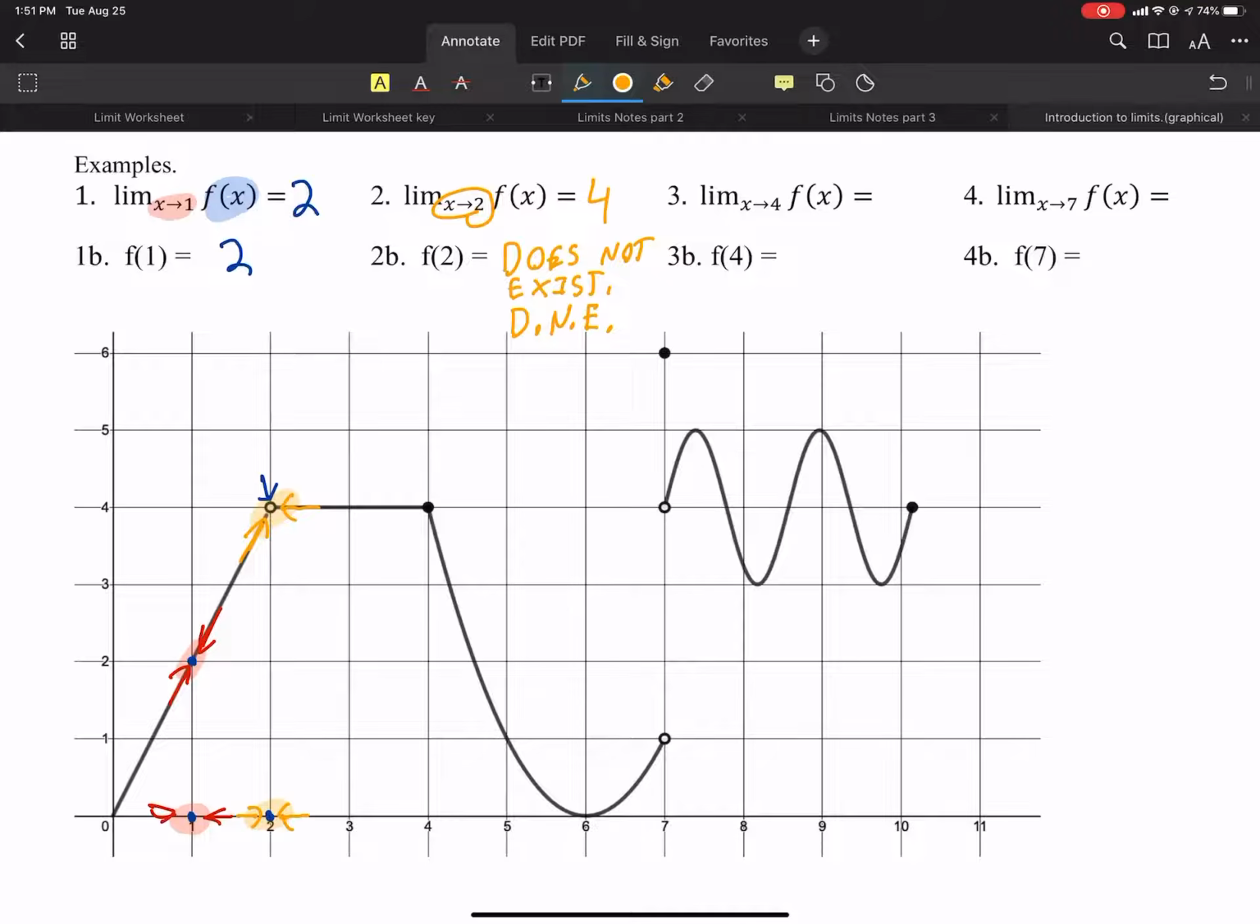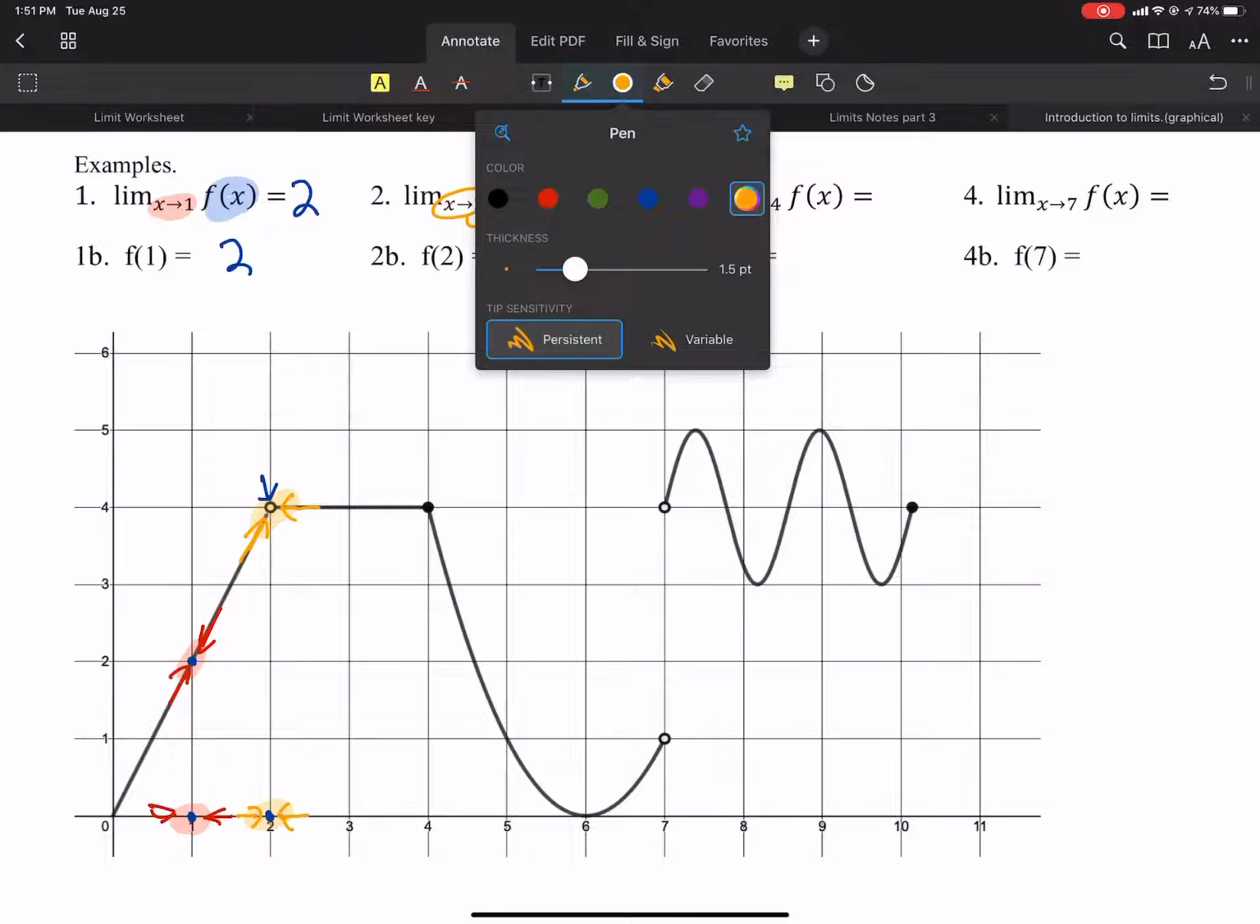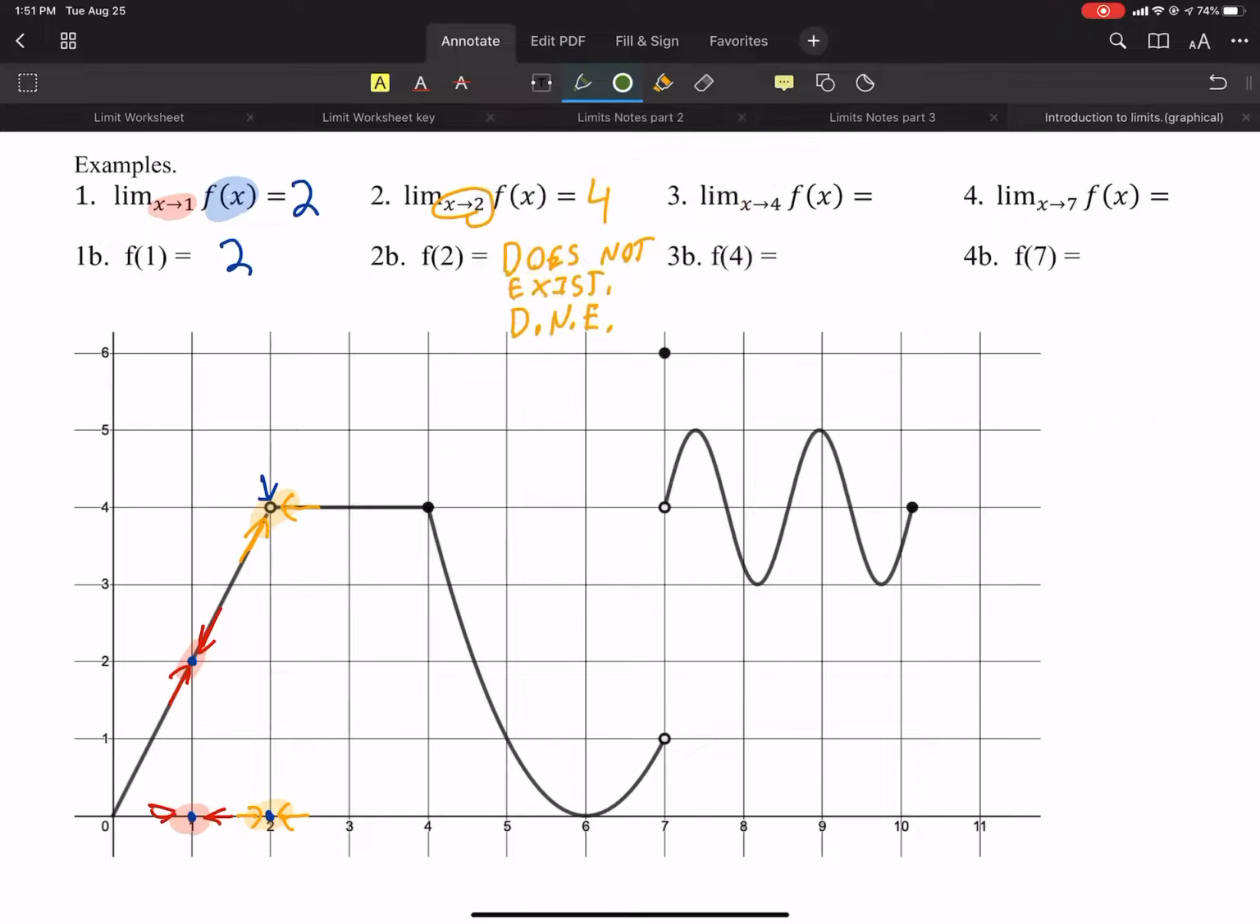So you hopefully have already done 4. If not, pause this, and then you can resume. So at 4, it's going to be this region.